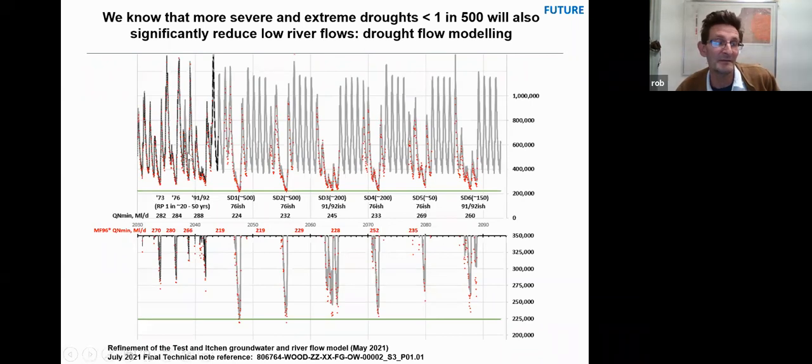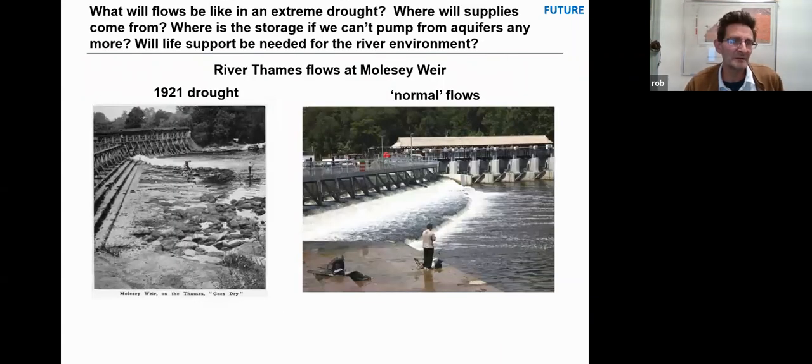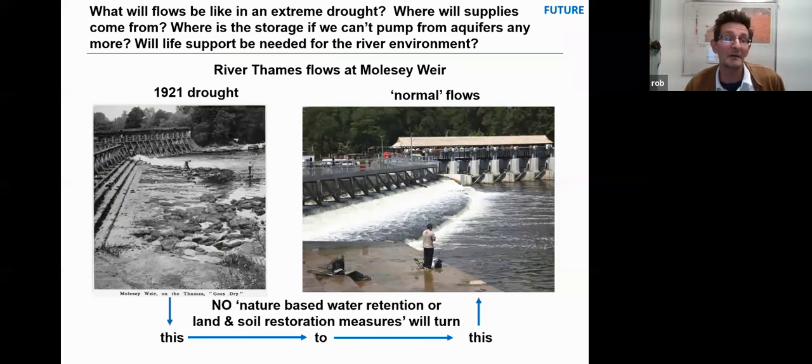So this is an example from the Test and the Itchen, where effectively compared to the 1976 drought, the sort of things that water companies are having to plan for, 1 in 500, 1 in 200, etc., much lower flows again. And I think we do need to be clear with stakeholders as to where that's taking us and where supplies will come from under those conditions. Where is the storage if we can't pump groundwater anymore? And also we need to be honest, I think, about nature-based solutions, which is often brought up at this point. With the best will in the world, in a drought situation, no amount of nature-based solutions is going to turn that sort of picture into that sort of picture.